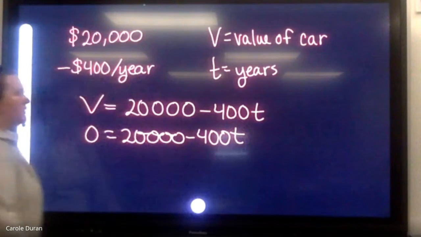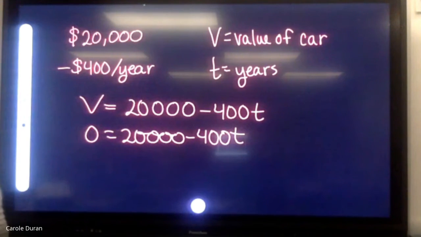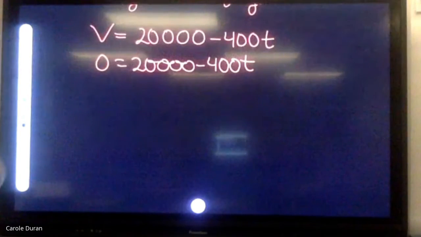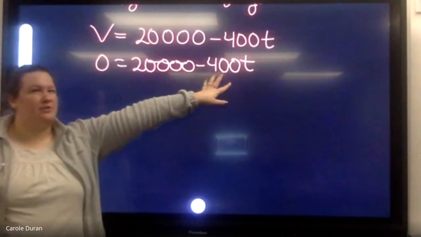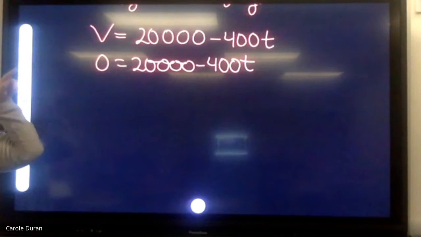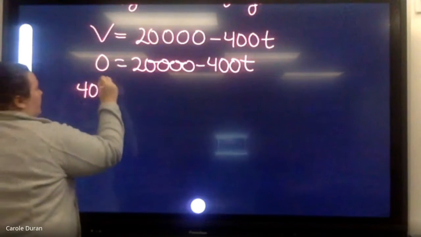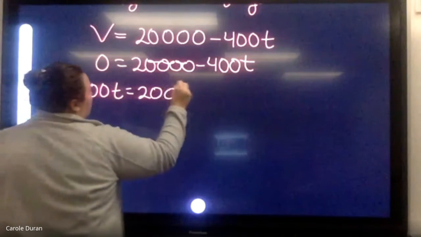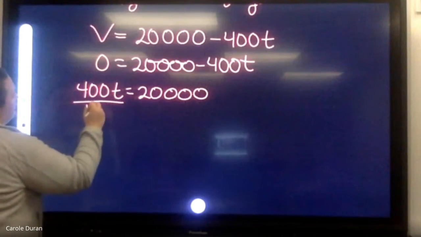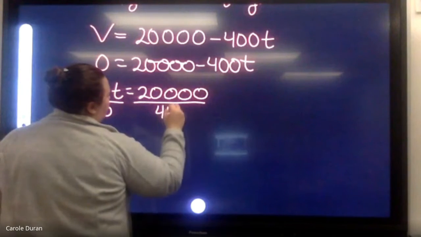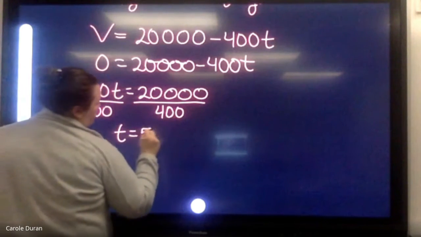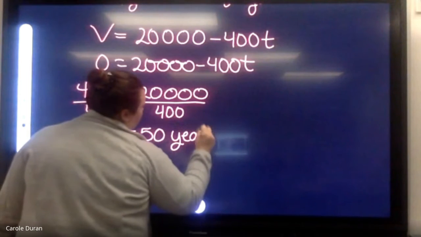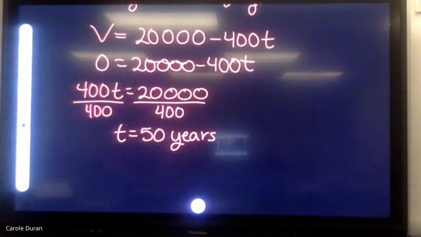And I solve for T. Cole, talk me through how you do this. Honestly, I just kind of looked at it like 20 divided by 4. Okay, so first off, we should probably move this 400t to the left-hand side to make it positive, right? Probably. So then I'm gonna have 400t equals 20,000, and then just like Cole said, I divide out the 400, and I get t equals 50 years. So it would take 50 years for this car to lose all of its value.